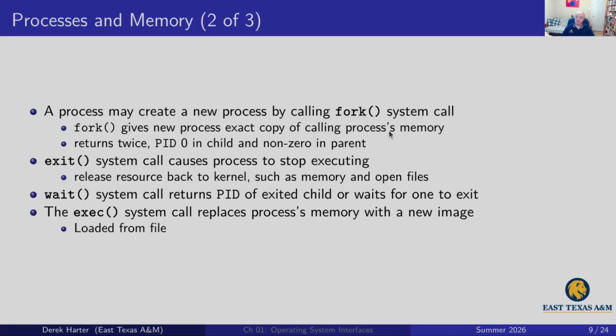So for xv6, we'll talk some more details about this later on, but for xv6, it just makes an exact copy of the memory, of the code and data of the running process, for the allocated memory for the new process. So it actually returns twice. It returns with a return value of 0 in the child, and it returns a non-zero value, the process identifier of the new process that was created, back in the parent process.